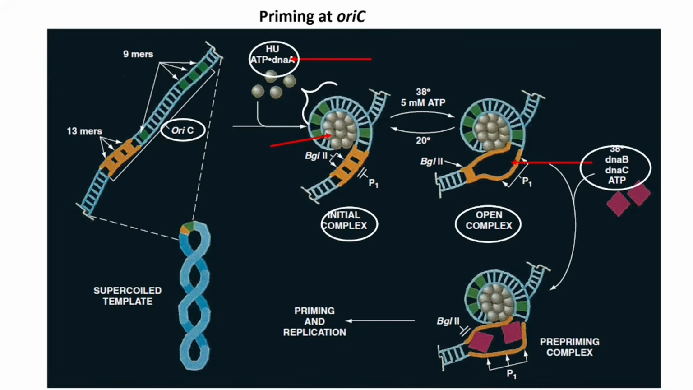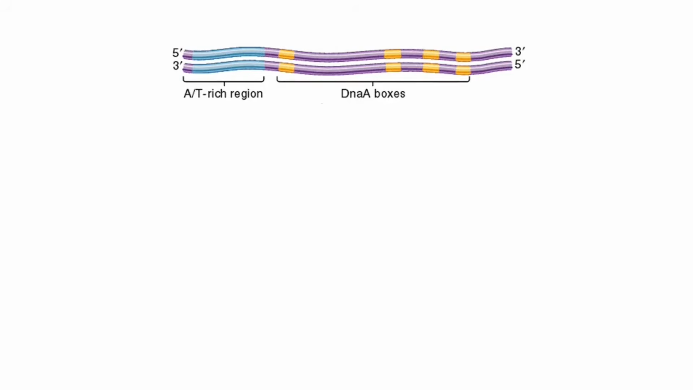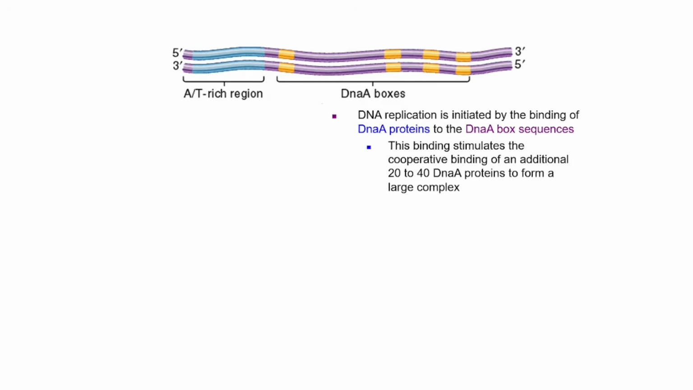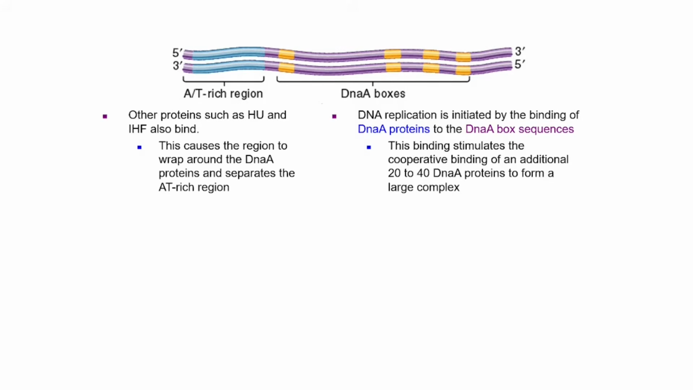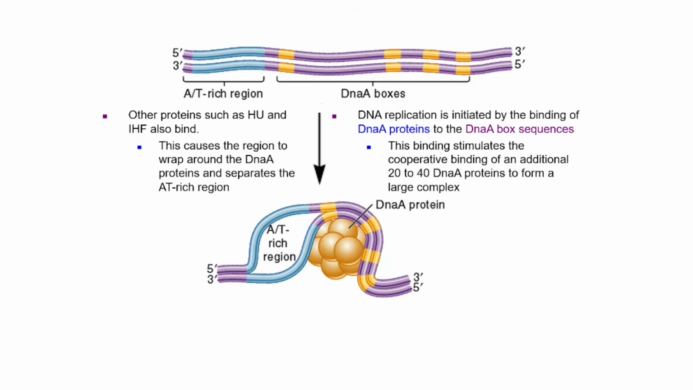The next step is the formation of the pre-priming complex. DnaC binds to the DnaB protein and helps to deliver it to the DNA complex there. We have seen that the oriC in E. coli contains an AT-rich region and 9-mer regions called DnaA boxes. DNA replication is initiated by the binding of DnaA proteins to the DnaA box sequences, or the 9-mer sequences. This binding stimulates the cooperative binding of an additional 20 to 40 DnaA proteins to form a large complex. Other proteins such as HU and IHF also bind. This causes the region to wrap around the DnaA proteins and separates the AT-rich region.